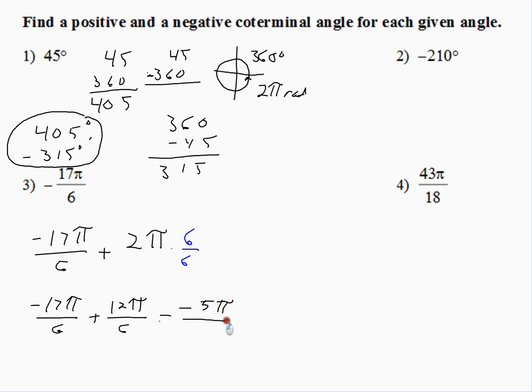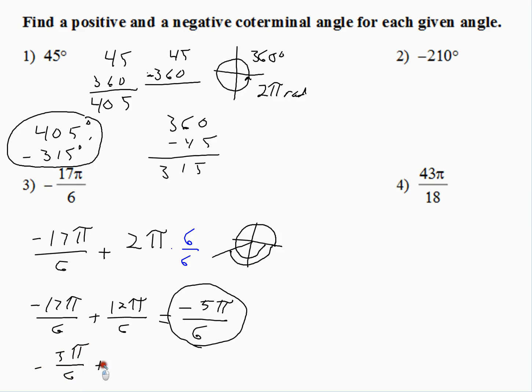So we added and we still got a negative. We can still use this negative 5 pi over 6 because we wanted a negative coterminal angle. So there's one of our answers, a negative one. The reason that worked is because this is more than 2 rotations. To get negative 17 pi over 6, we would go negative 2 pi, which is negative 12 pi over 6, and then further to negative 17 pi over 6. Now we'll take negative 5 pi over 6 and add 2 pi again.